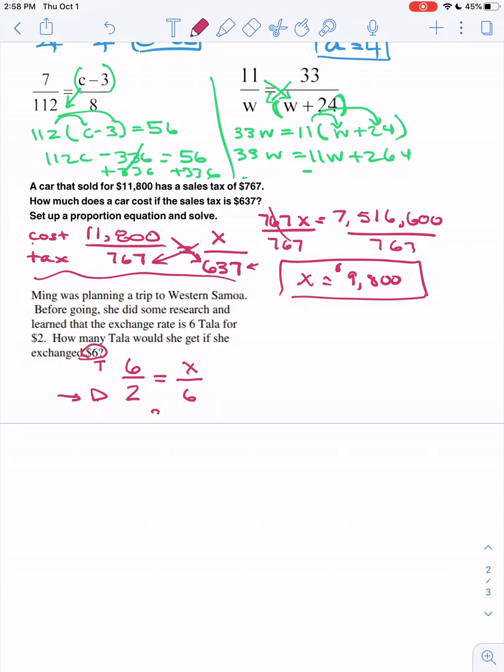So we're going to cross multiply. We get 2x equals 36. It looks like x equals 18. So she would be able to get 18 with $6.